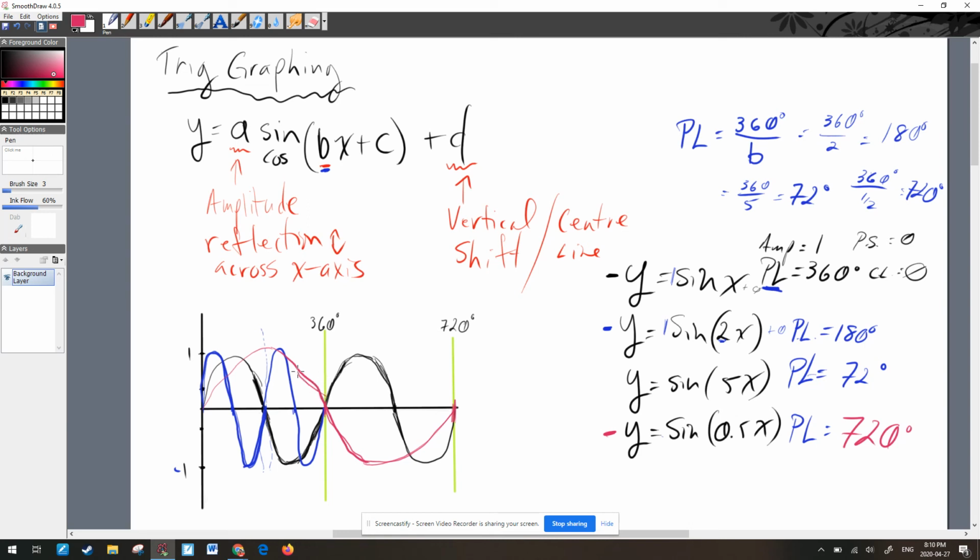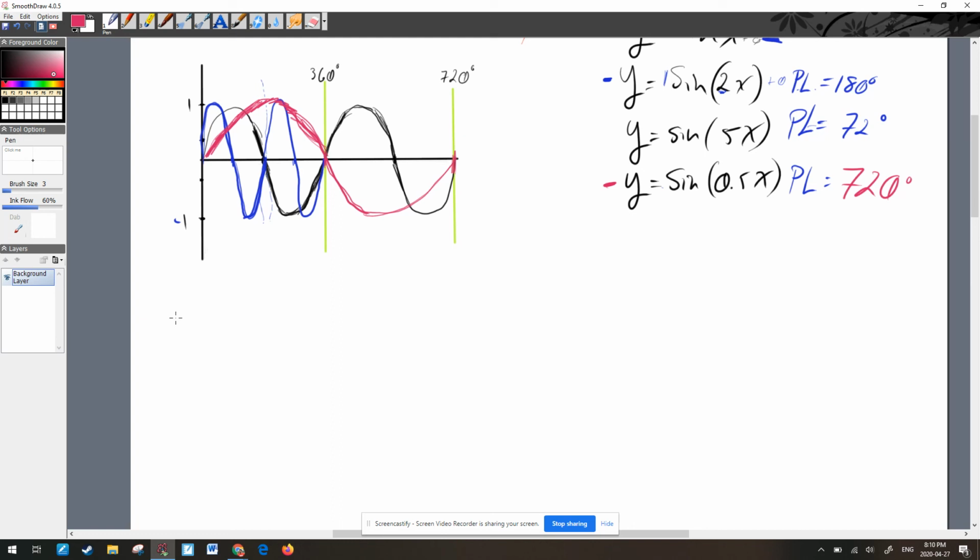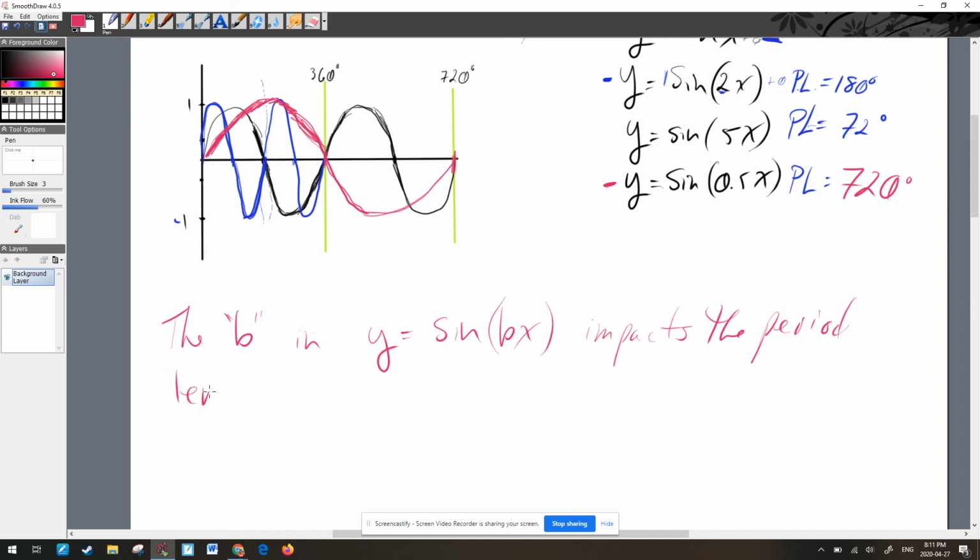So that is how the b value in this expression impacts the graph. So I'm going to write a little note to that effect, as you should as well. We're going to say the b in y equals the sine of bx impacts the period length of the sine, and I'm also going to put in there as well, because it does the same thing, sine and cos graph.